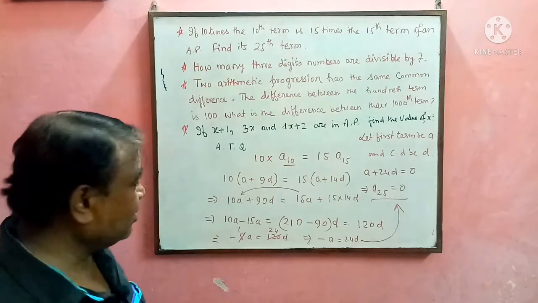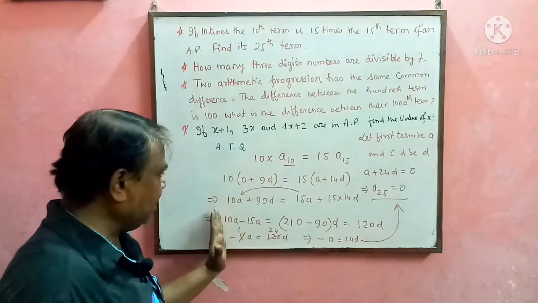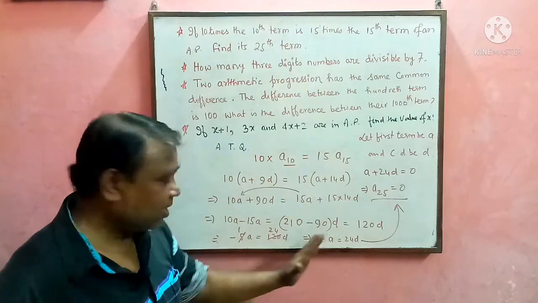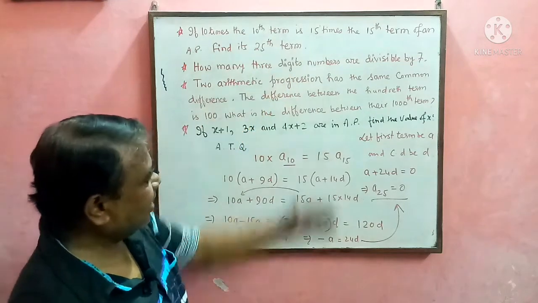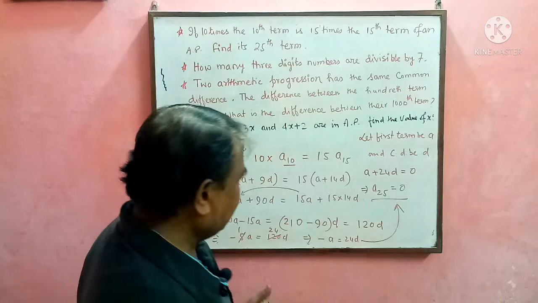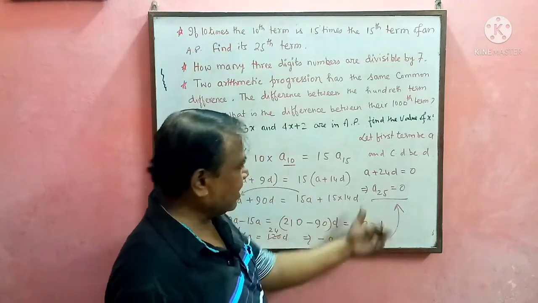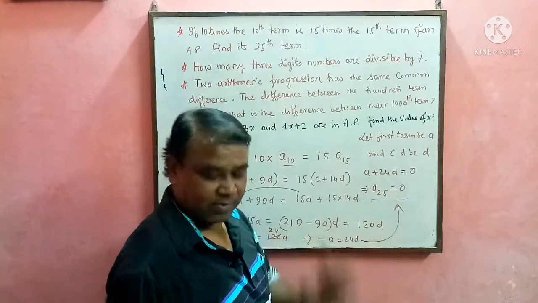So how do you have to solve this question? You just write this equation. You take A on one side, D on the other side, and combine them together, or use the formula and put A is equal to minus 24D. Then also you will get 0, or you can directly have A plus 24D is equal to 0. So this is a₂₅, 0.